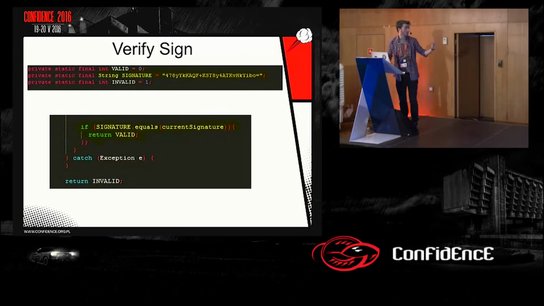Also, we can embed the signature of the application in the source code. So at runtime, the application will check the signature. If it's the same, the application will launch, and if not, you will not be able to open the application. Here it is a good idea to use string encryption for the signature.